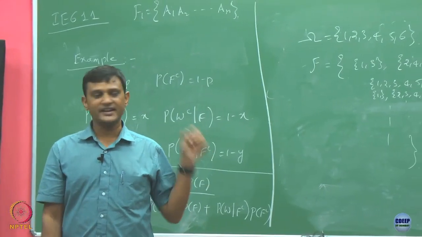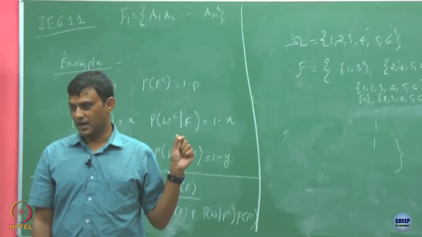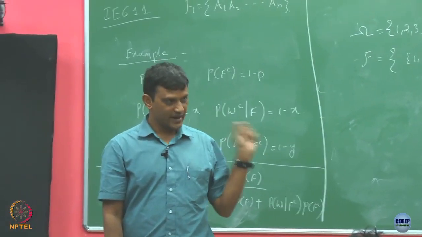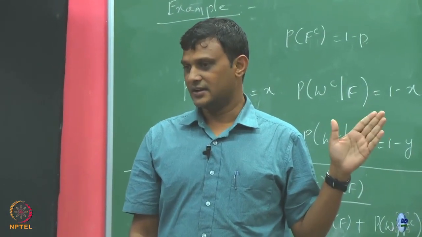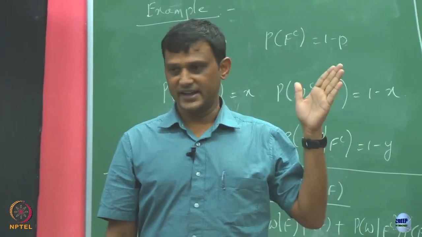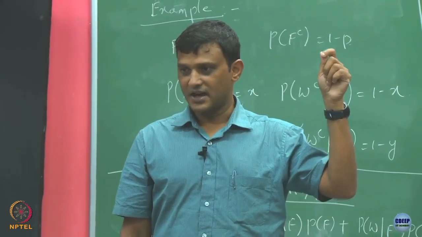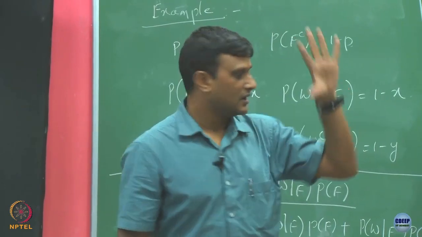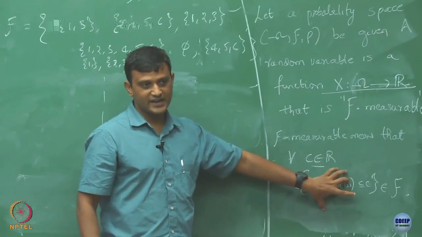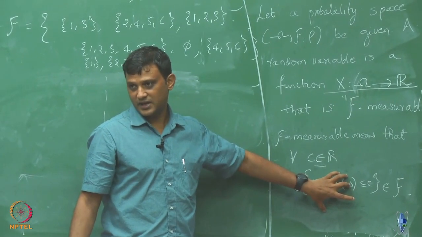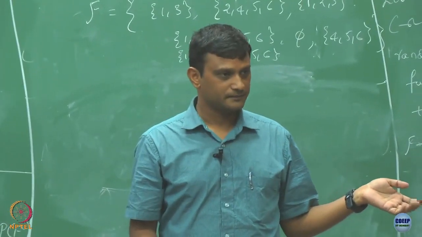So it is not necessary that every function that you define on your sample space is a random variable. It has to be F measurable. The very purpose of defining a random variable by assigning numbers to the outcomes is that I want to measure events, and this is exactly doing that. And if this measurability condition fails, maybe the way I have defined my random variable is not appropriate.